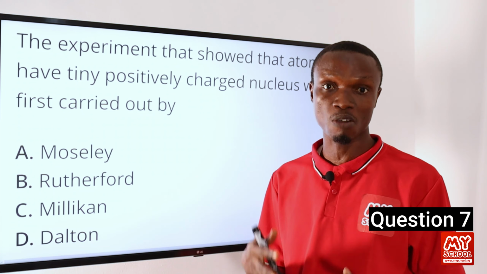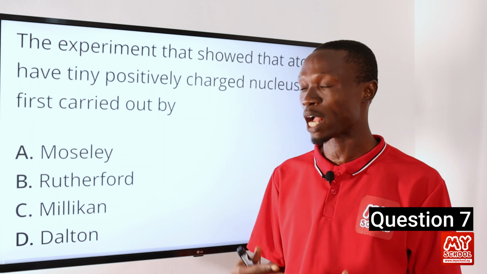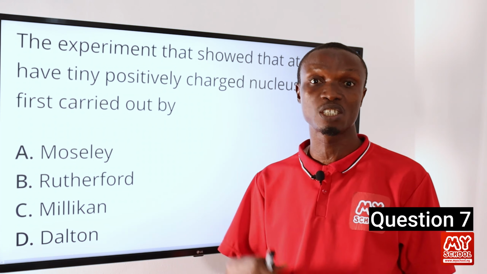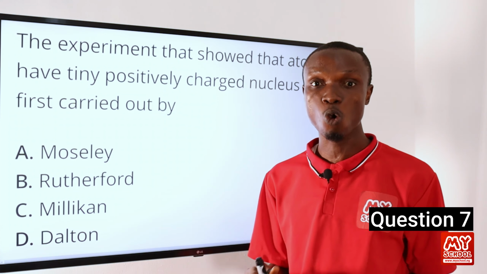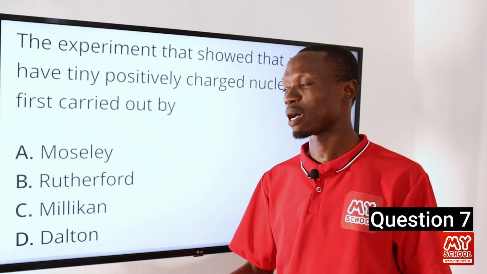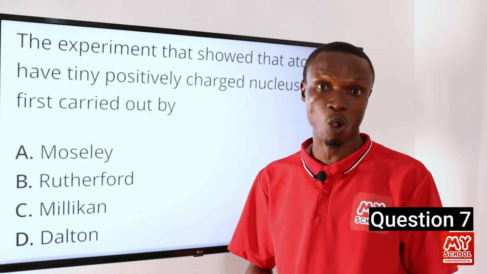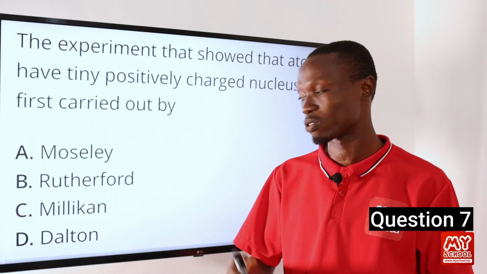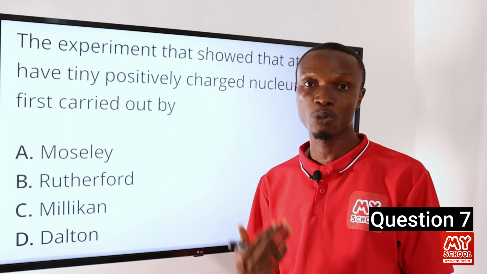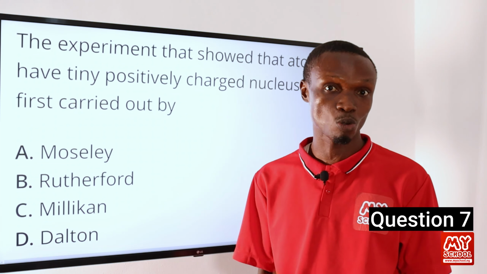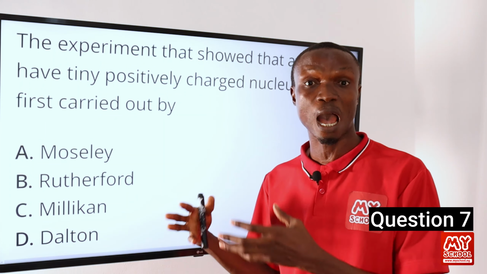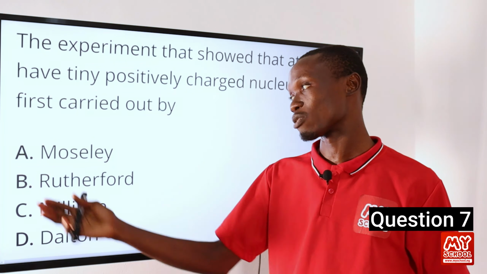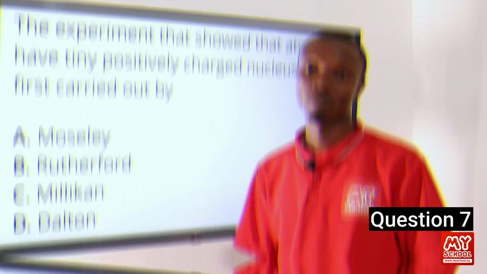Option B, Rutherford, was the scientist who actually carried out the experiment that shows that atoms have tiny positively charged nuclei, in his gold foil experiment. While Millikan was the one who carried out the famous oil drop experiment, where he was able to determine the size of the electron's charge. Dalton was the one who put up Dalton's atomic theory, where he said that matter is composed of small indivisible particles called atoms. So the answer to this question is option B, Rutherford.